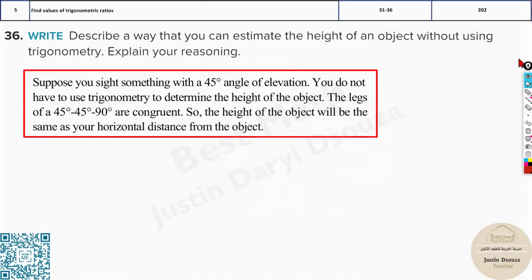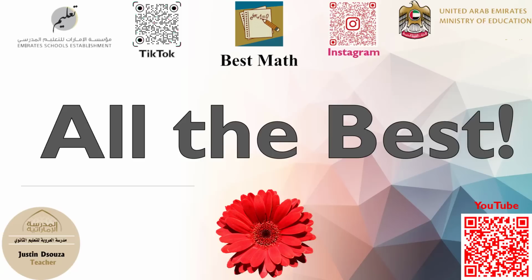So yes, you can do it without trigonometry, provided the angles are specific angles. It should be 45, 45, 90, or 30, 60, 90. Even for 30, 60, 90 degrees, you can easily solve the height without using trigonometry. So that is what they're just saying. You can just tell there are situations where the angle of elevation can be 30, 60, 90, or 45, 45, 90, and then we can directly find the legs and the height. That is the end of all the writing part questions.